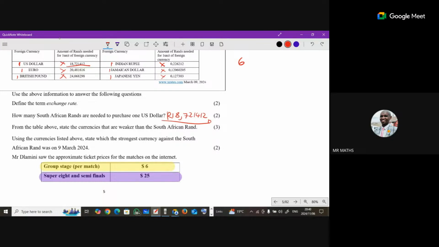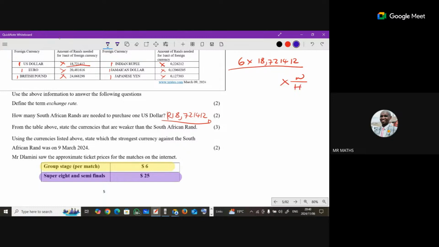When you are from $1, because you know $1 to 18 rand, it's one is to something. So now we are going to multiply $6 multiplied by 18.721412. Are we together? This is the method that you can use, or else if you feel like you want to use this one, you multiply with what you want over what you have, right?